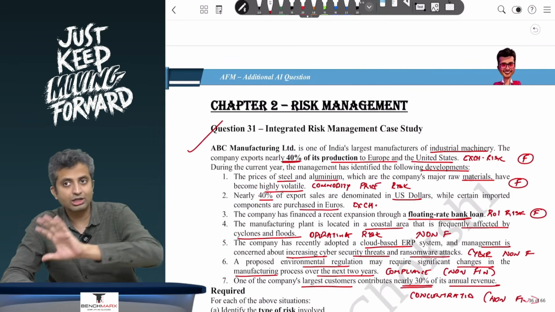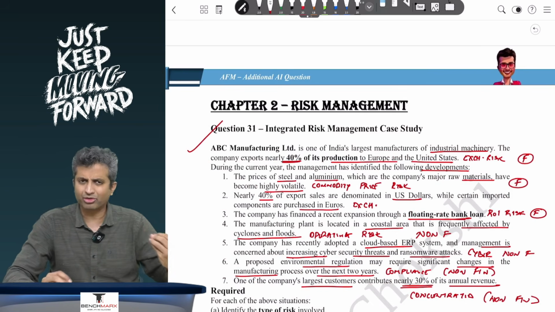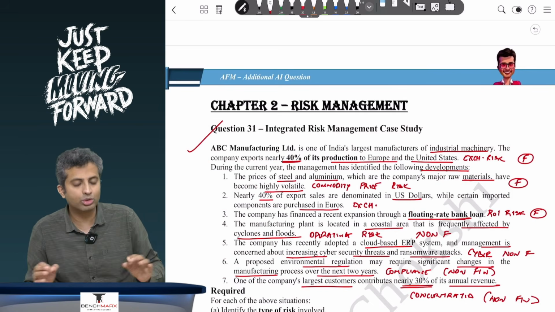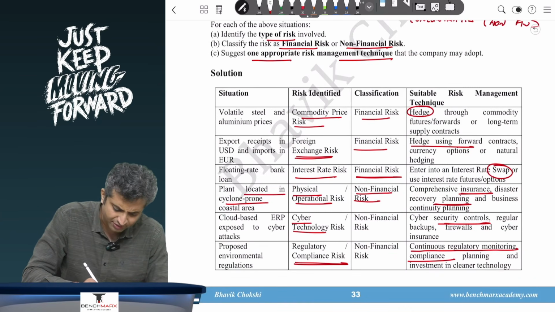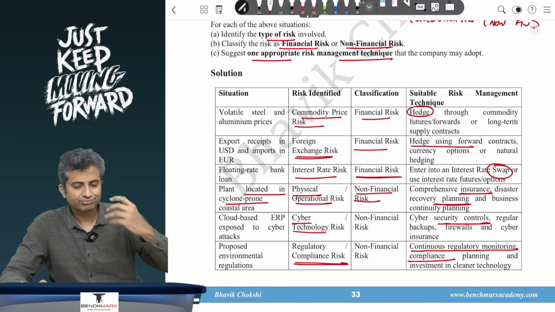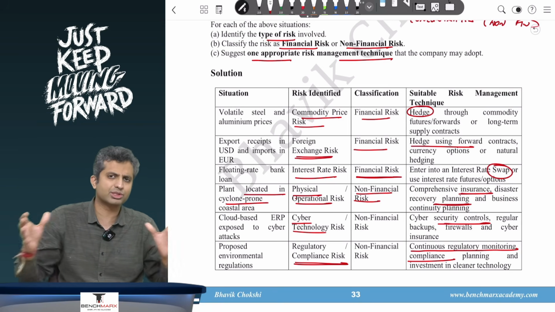So maybe you can look at the question every point. You can try to identify which are the possible risks. You may not have the absolute same language, like you can say cyber risk or technology risk, physical risk or operating risk. But you should be able to see that these are the various types of risks which are possible.